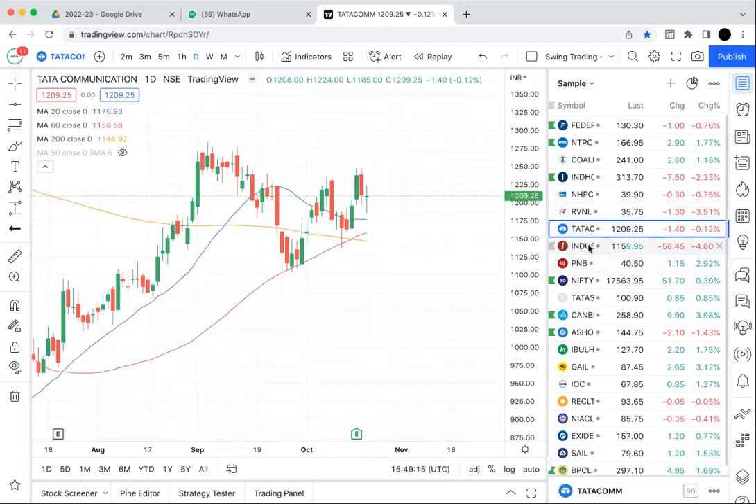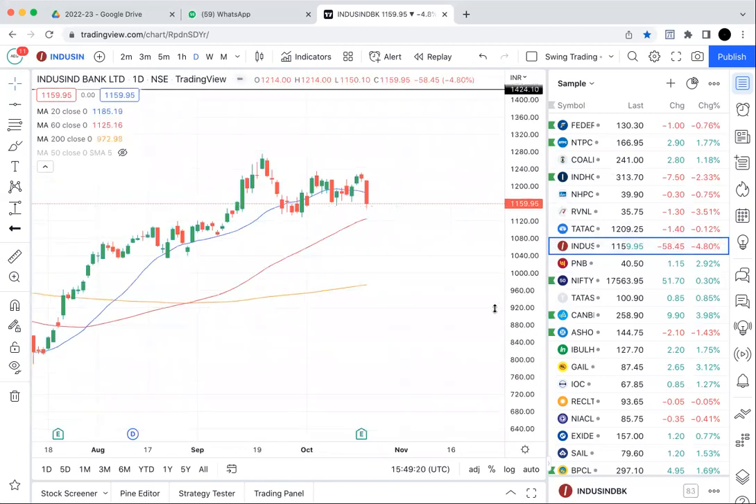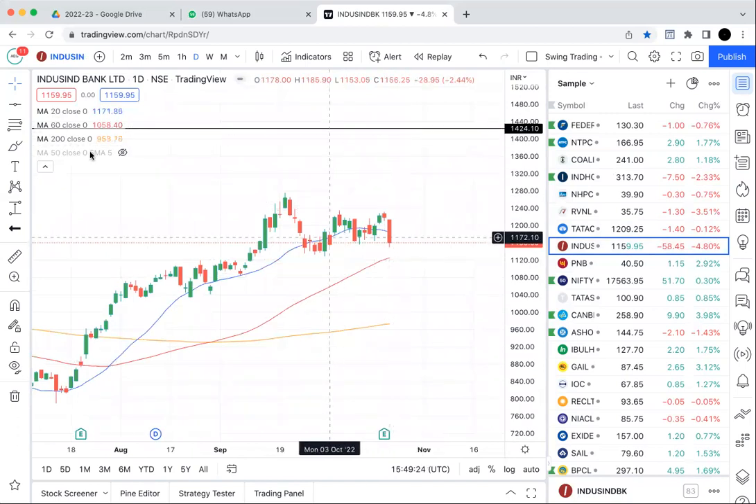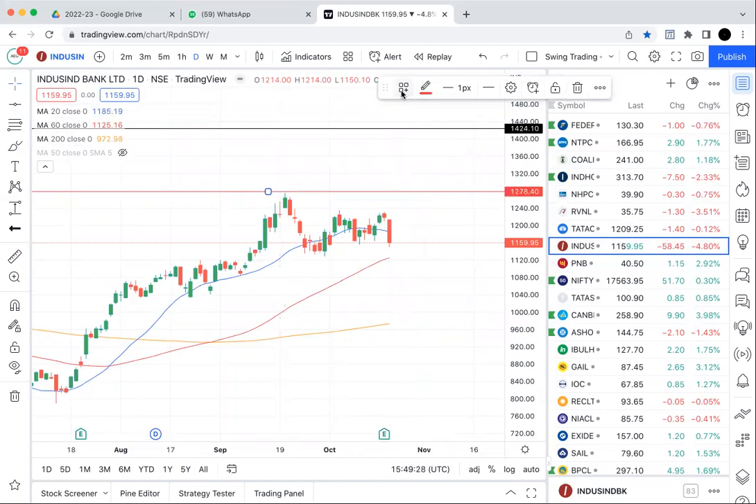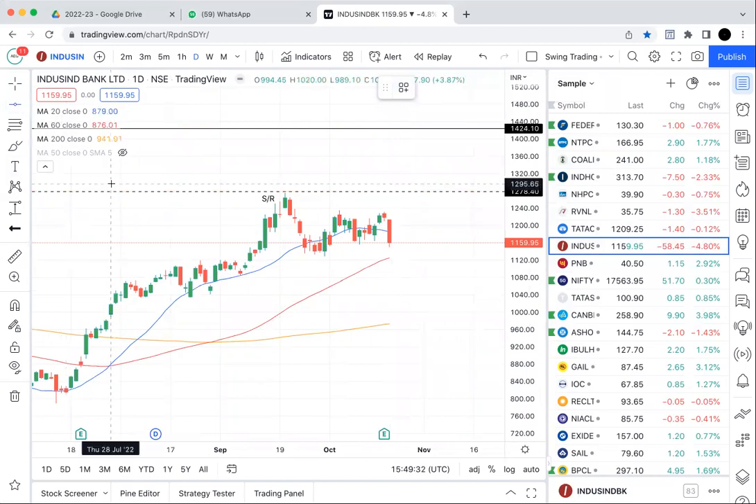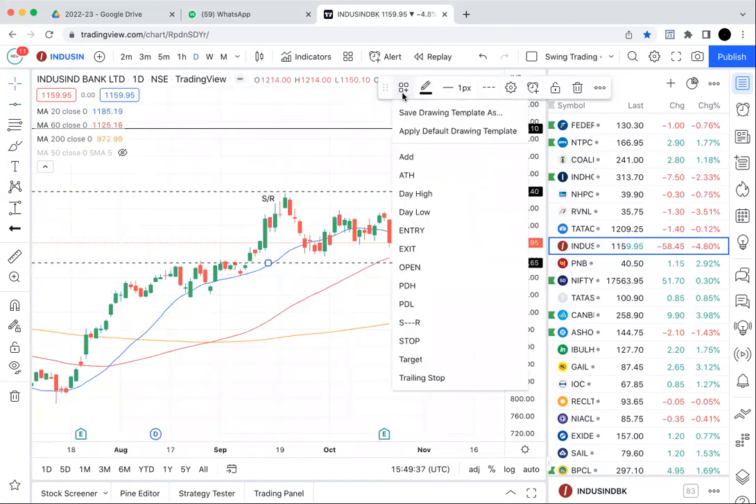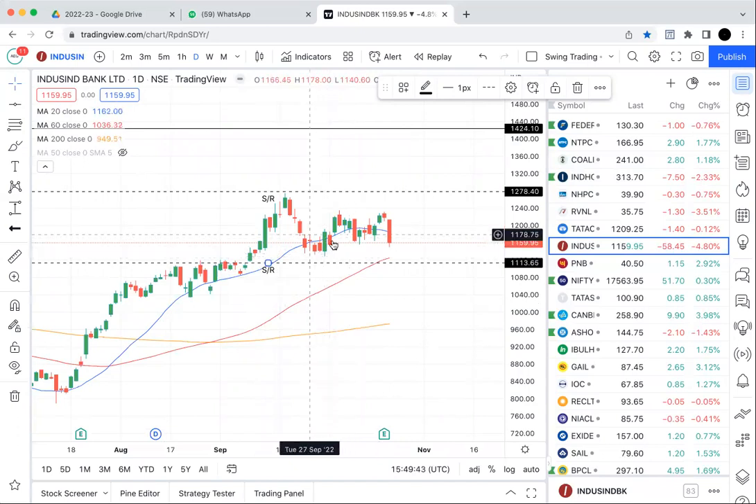All right, another example would be here. IndusInd Bank. Yeah, this is another level that I'd drawn earlier. Of course, there's no support and resistance line here. I would draw that right there. Support and resistance. And I would draw the next one down here. See that? Support resistance. You can tell that this area, this range has been respected numerous times.